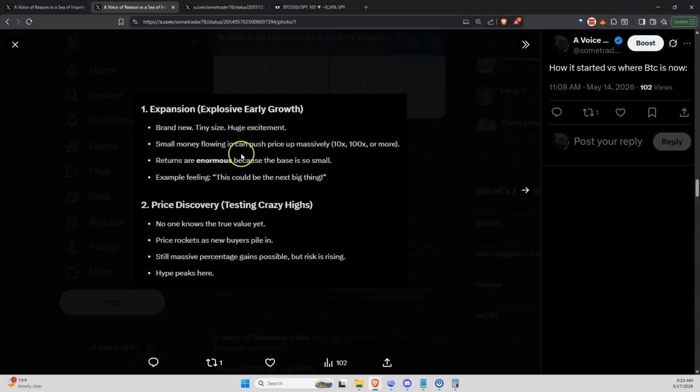The amount of money involved in it, you can see those 10x's and 100x's or more, like Bitcoin going from a few cents to $100,000. Really, though, not even 100,000. Like from a few cents to 20,000, market cap is still pretty small. So returns are enormous because the base is so small. This could be the next big thing.